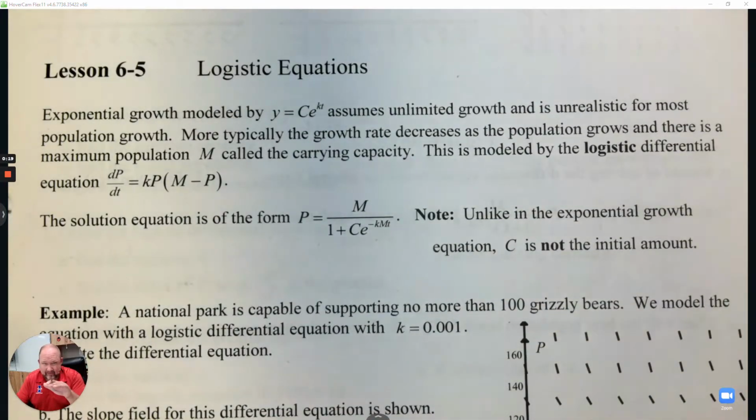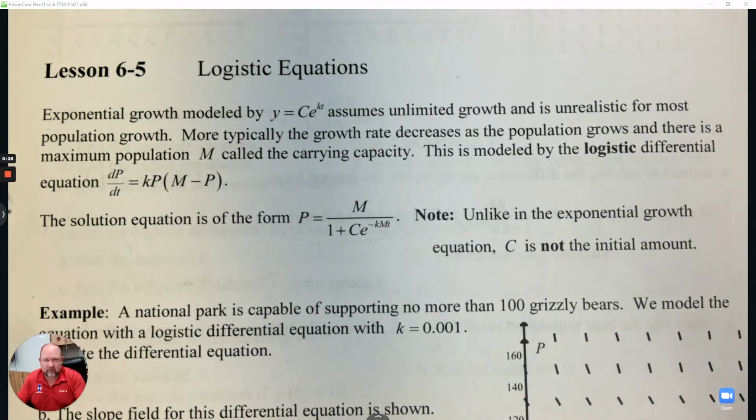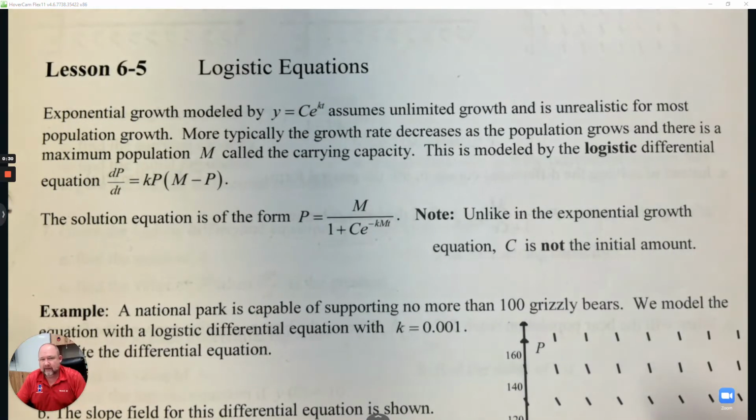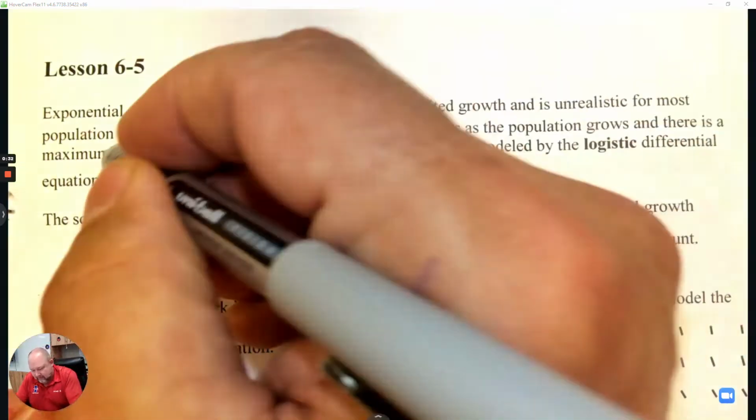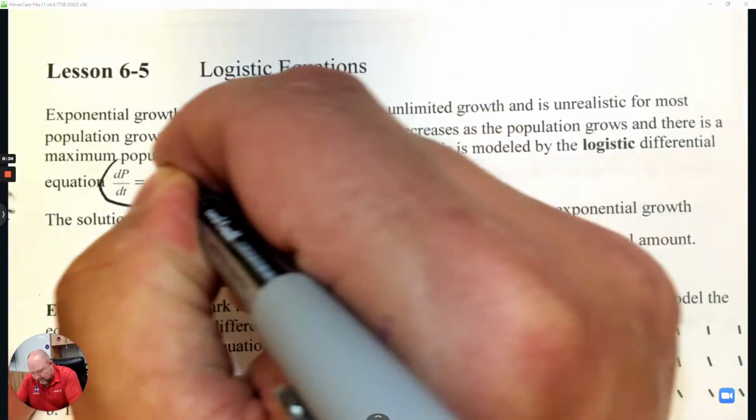There's a capacity, a maximum. It's going to grow up to a certain amount and then level off. That's what a logistic equation does. It increases to a certain amount and then it levels off. And so this is what that looks like as a diffEQ.